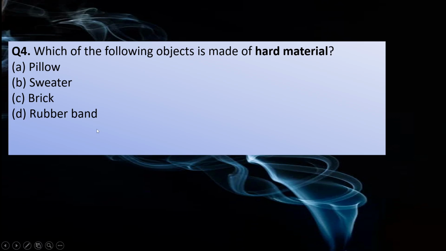Question number 4. Which of the following objects is made of hard material? A. Pillow. B. Sweater. C. Brick. D. Rubber band. What is the answer? Answer is brick. Option C is the answer.